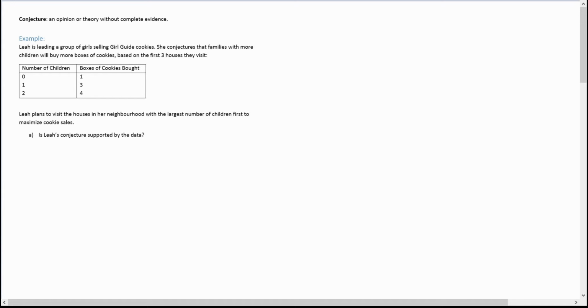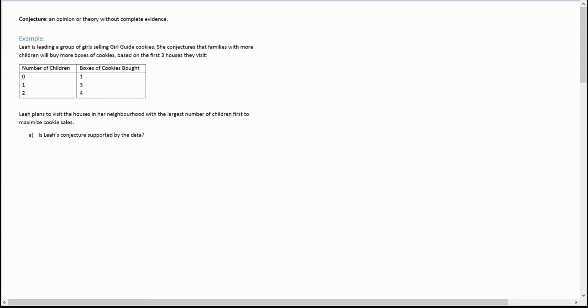We have an important term in this lesson, conjecture. Conjecture is an opinion or theory without complete evidence. So it means that you think something's true, but you really need to gather more data to prove that it's true. Example, Leia is leading a group of girls selling Girl Guide cookies.